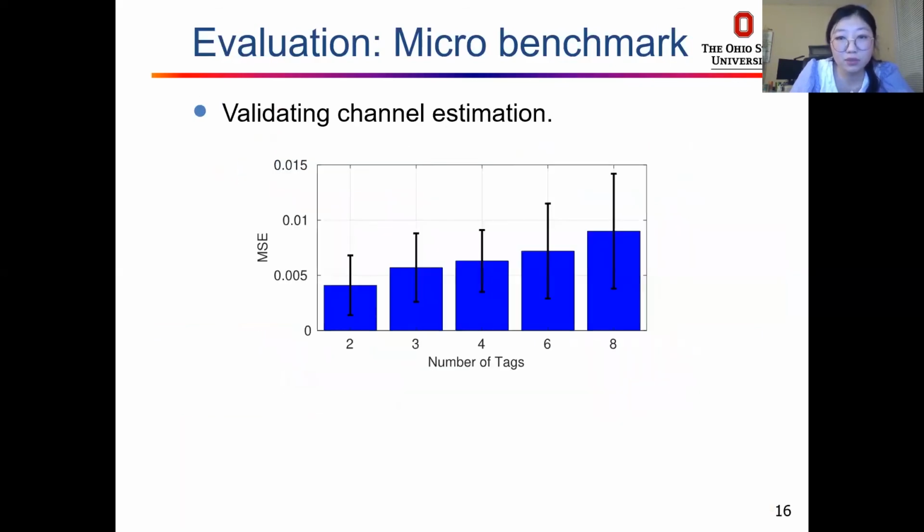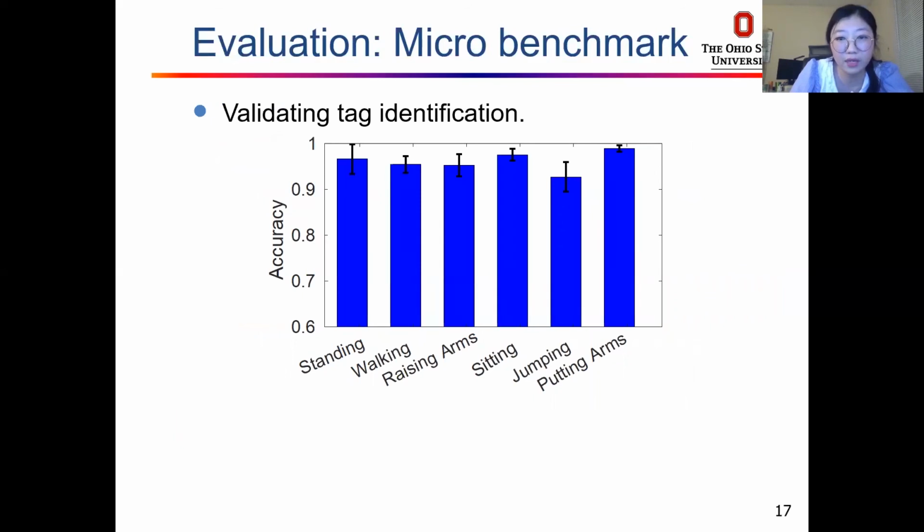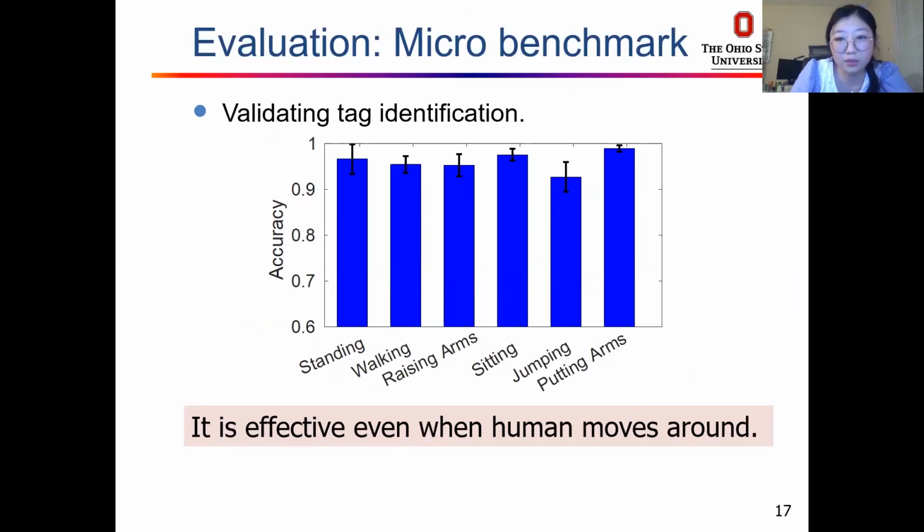In this part, we do experiments to evaluate the channel estimation accuracy. The results indicate that the error remains relatively low even when 8 tags collide. In this part, we evaluate the accuracy of our tag identification algorithm. The results show that our identification algorithm can still achieve a high prediction accuracy of up to 0.993.